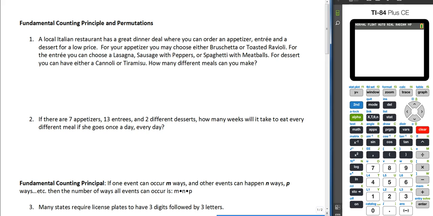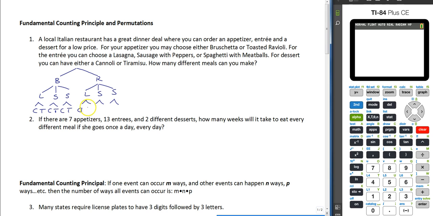Well, there's a couple of ways to do this. You could start this out by making a tree. Now, the tree would look a little along the lines of you have two choices for your appetizer. You have the bruschetta or you have the toasted ravioli. And then you have three choices for dinner. For each possible appetizer, you've got the lasagna, the sausage, or the spaghetti with meatballs. Same with the other one. And then each one of those gives you the option of a dessert, and it's either the cannoli or the tiramisu.